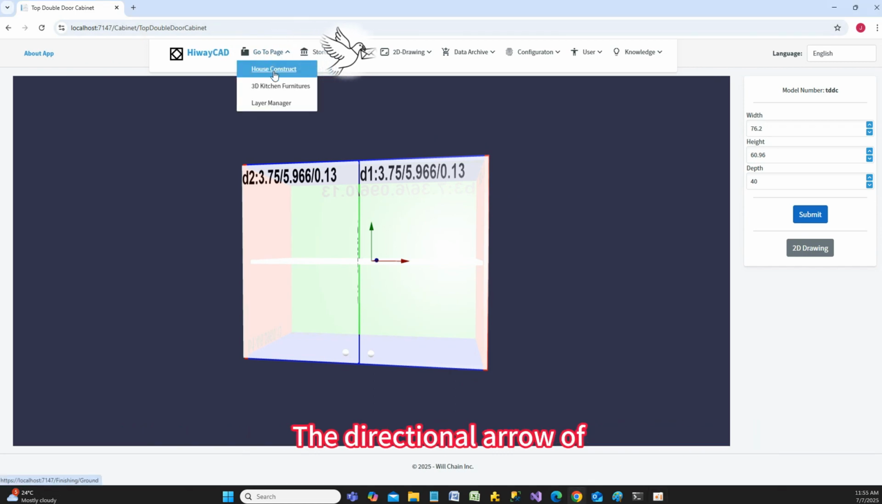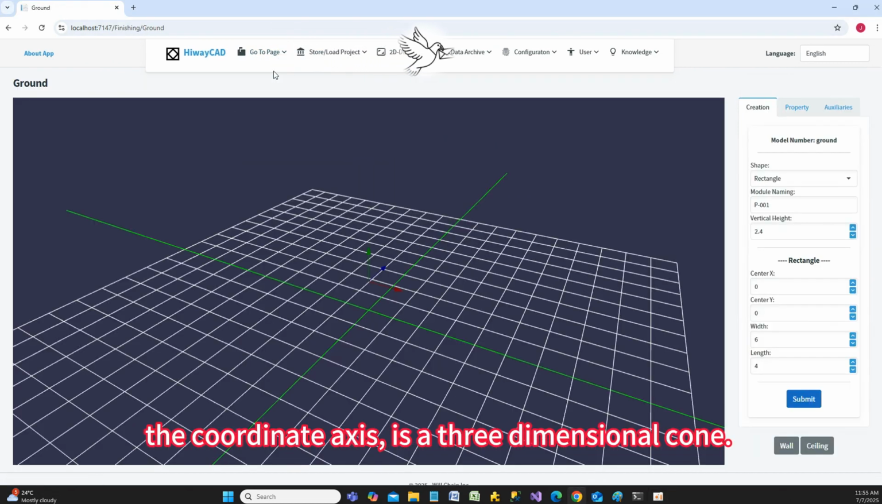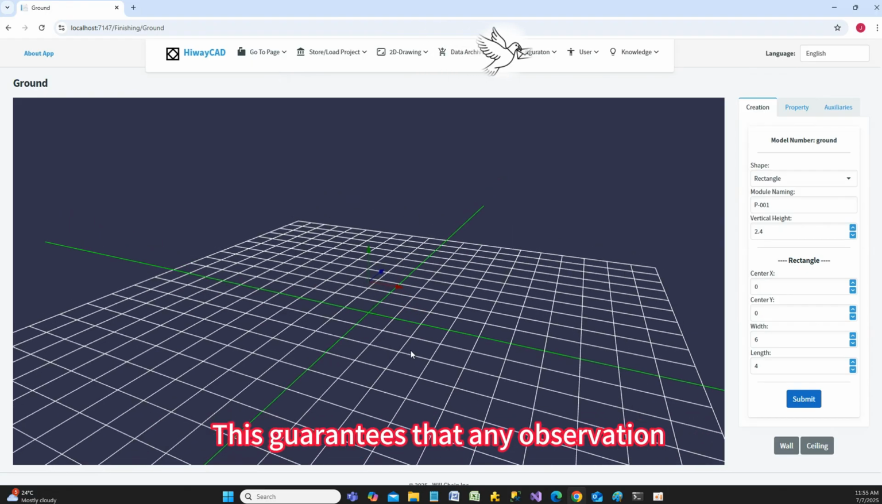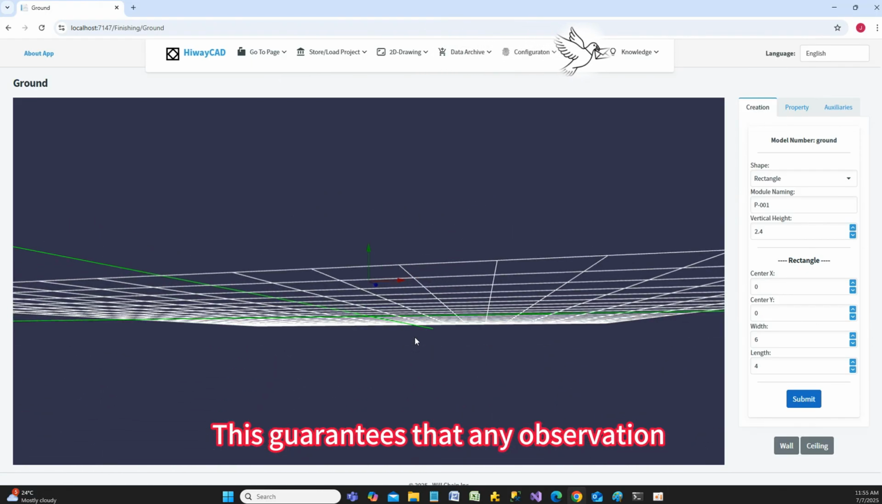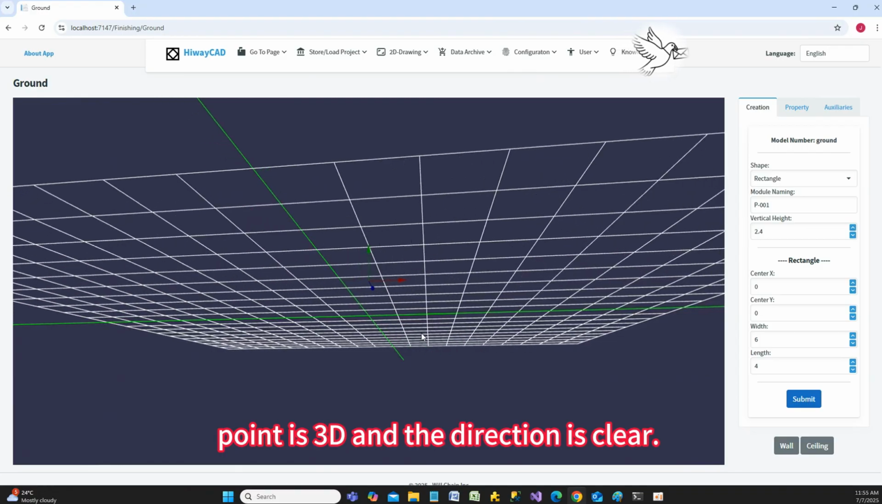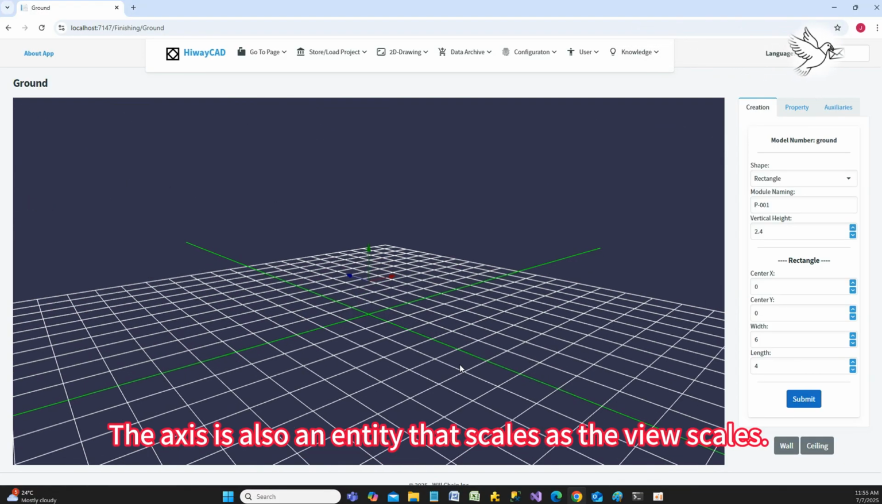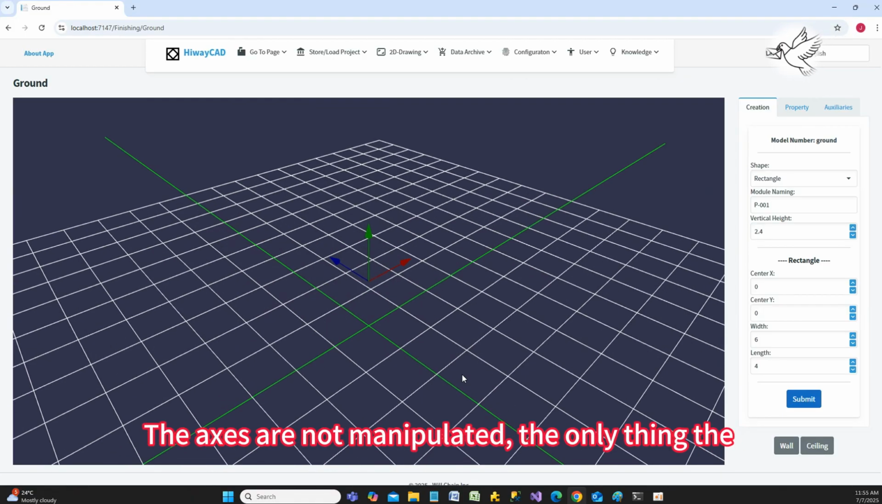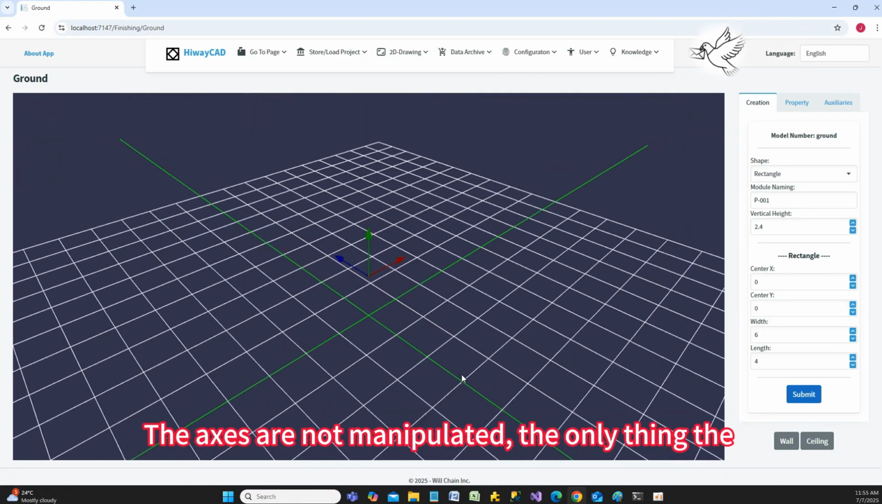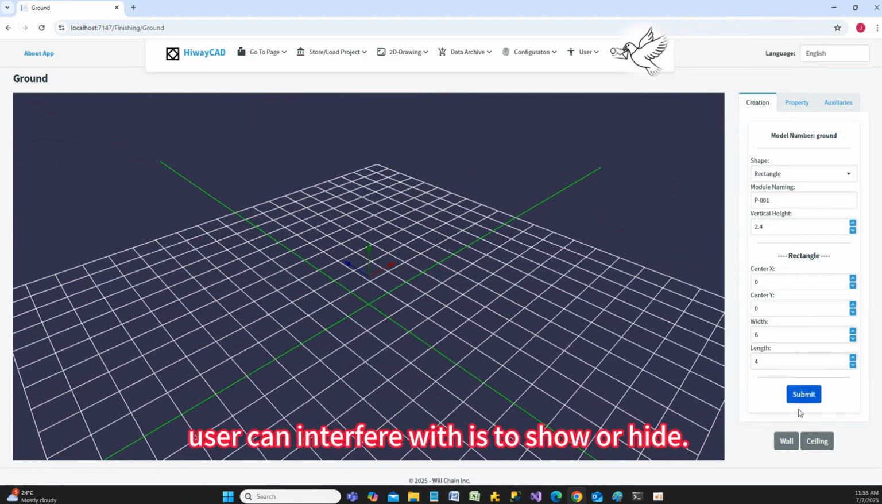The directional arrow of the coordinate axis is a three-dimensional cone. This guarantees that any observation point is 3D and the direction is clear. The axis is also an entity that scales as the view scales. The axes are not manipulated. The only thing the user can interfere with is to show or hide.